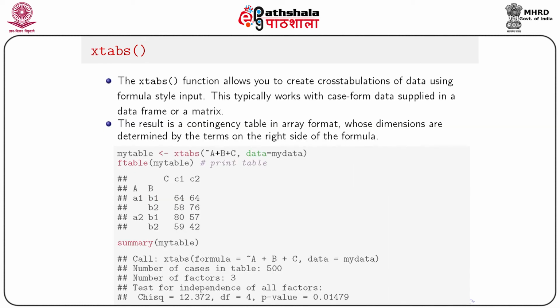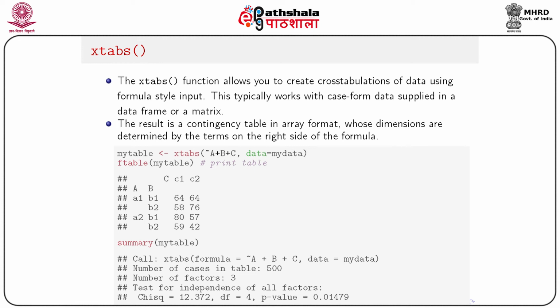Another very important function, from the vcd package, is xtabs. The xtabs function allows you to create a cross-tabulation of data using formula-style input. This typically works with case-form data supplied in a data frame or a matrix. The result is a contingency table in array format whose dimensions are determined by the terms on the right side of the formula.